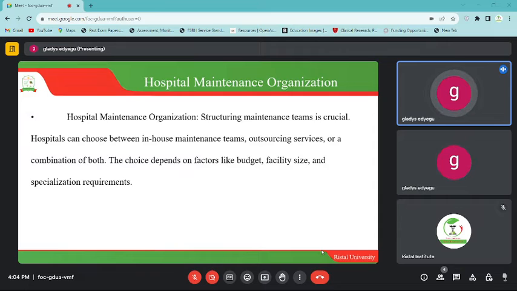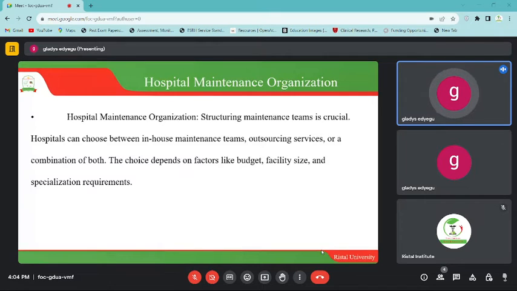Next, we have the organization in relation to hospital maintenance. Structuring maintenance teams is also crucial. In the hospital, we have teams that help us maintain and repair our different systems, infrastructures, and equipment. In structuring maintenance, the hospital chooses either in-house maintenance teams or outsourcing services. In-house maintenance teams means the work is done by employed technicians or engineers within the health facility or hospital.